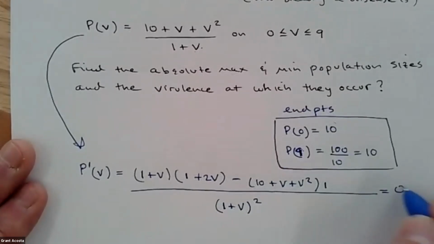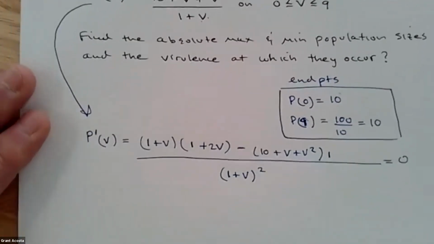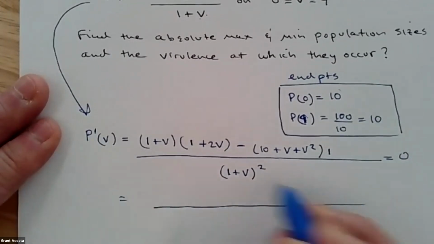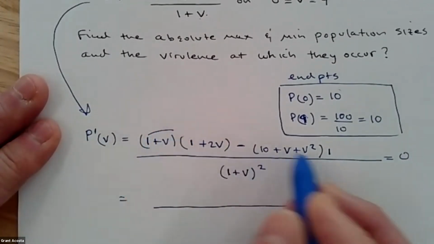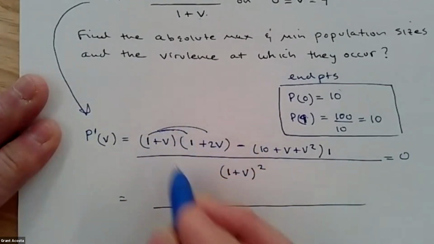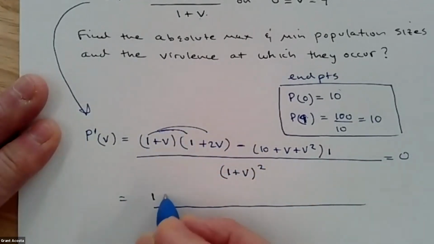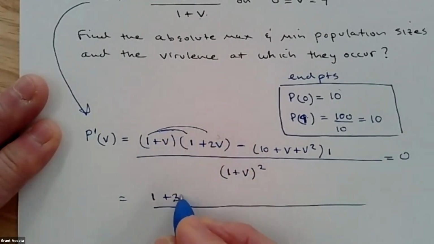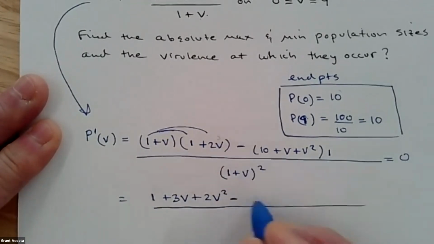And we're going to try to set this equal to 0. I don't see any fancy factoring here. We're going to have to just multiply this all out. So I'm going to have 1 plus 2V plus V. So that'll be 3V. And then I'll distribute the 10.